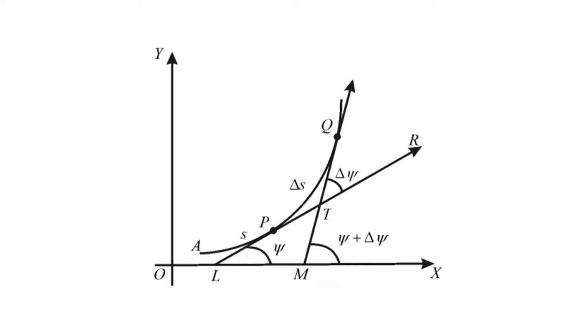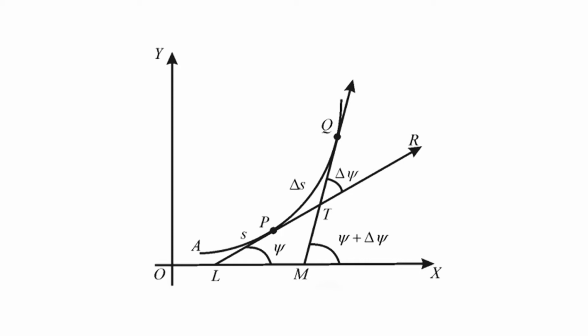Let the tangents at P and Q make angles psi and psi plus delta psi with the positive direction of the x-axis. The angle QTR between the tangents at P and Q is called the angle of contingence of the arc PQ. It can be seen that the angle QTR is equal to delta psi.